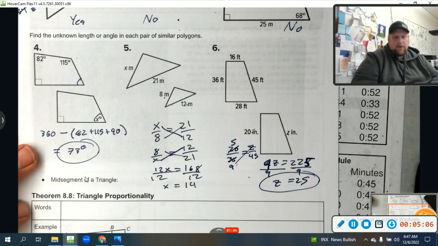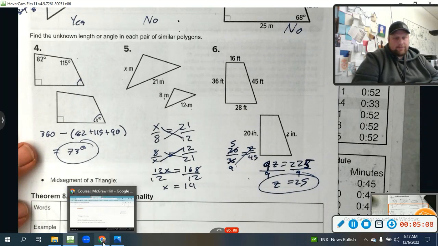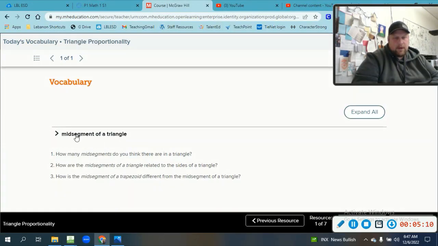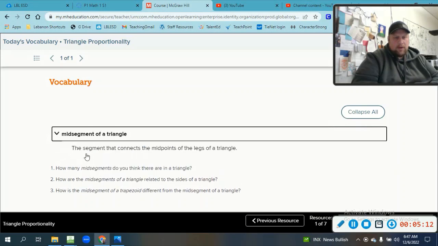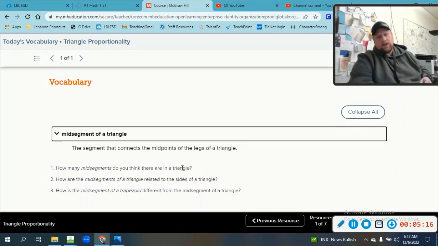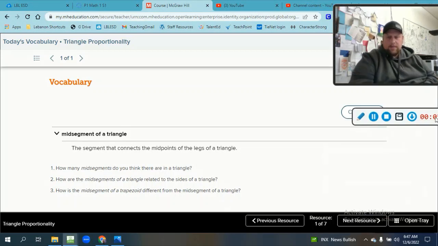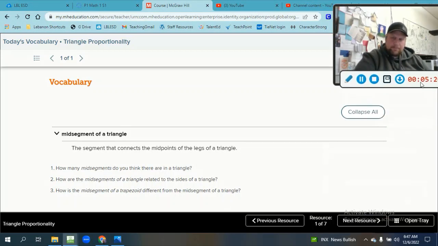Okay, we got some vocab to look at. Let's do that. Mid-segment of a triangle: the segment that connects the midpoints of the legs of a triangle. I believe we actually talked about this the other day, so we'll get more into that. Pause this, write it down. We're going to the next slide.